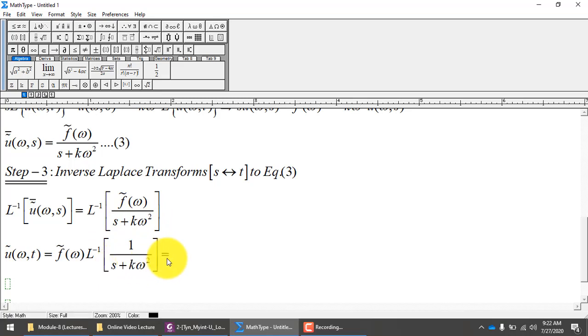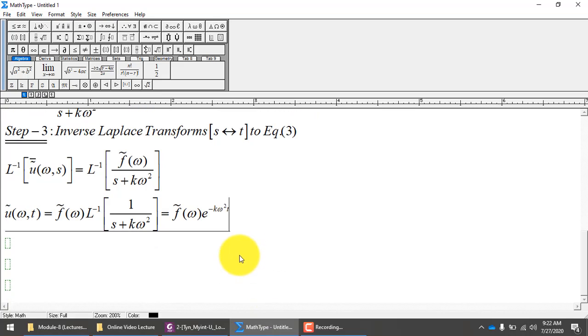Now what will be the answer? The answer will be f tilde of omega times the Laplace inverse. It is very easy if you remember from ordinary differential equations that the Laplace inverse of 1 over s plus a is e to the power minus a t. What is a? A is k omega square. Instead of a we have k omega square, so the Laplace inverse will be e to the power minus a t. This is the final form of the Laplace inverse.